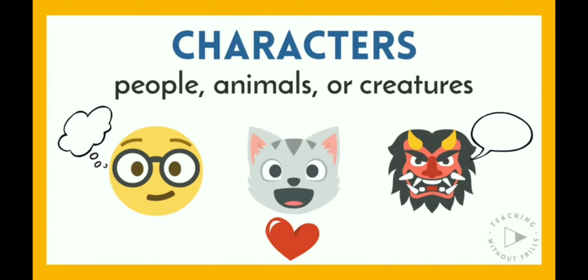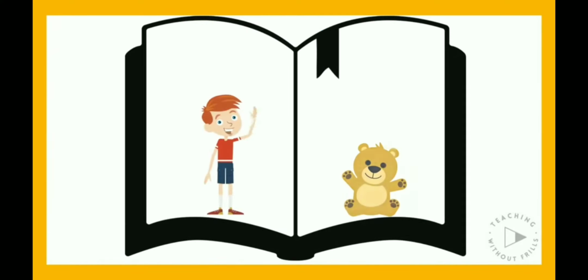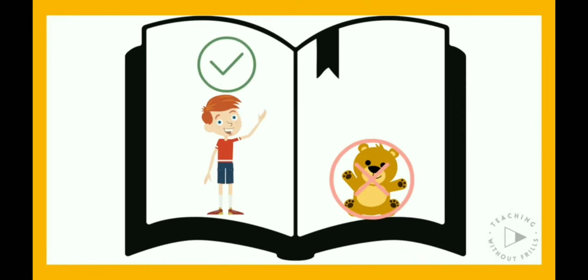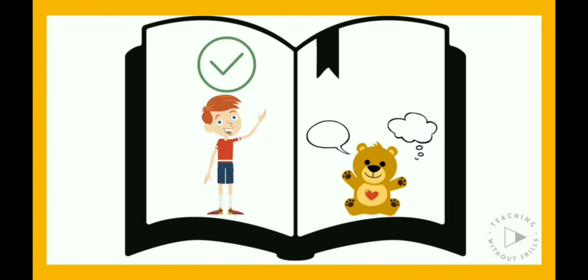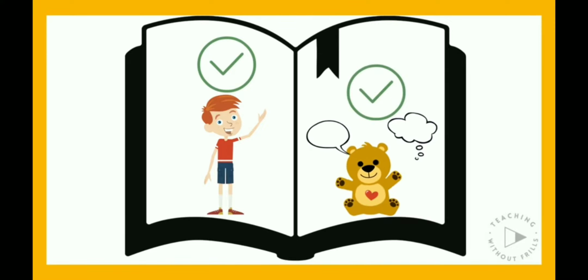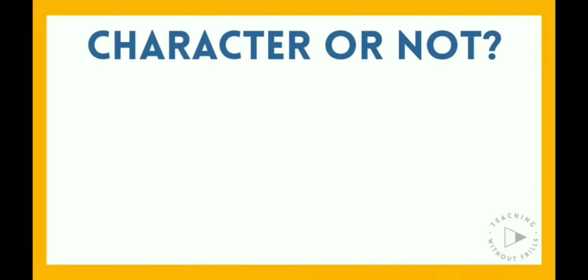Characters are the people, animals, or creatures in a story. Characters can think, feel, or act. For example, a story might be about a boy and his teddy bear. Of course, the boy is a character because he's a person. If the teddy bear is just a regular toy, then it wouldn't be a character. But if the teddy bear can think, feel, move, or maybe even talk, then it would be a character in the story. Let's see what you've learned so far by playing character or not.